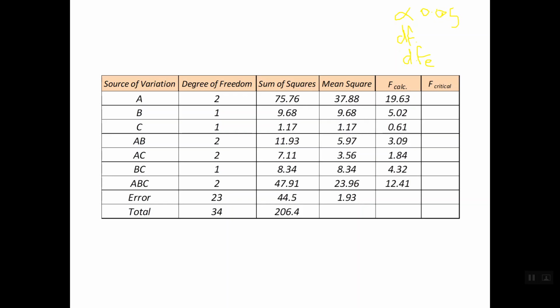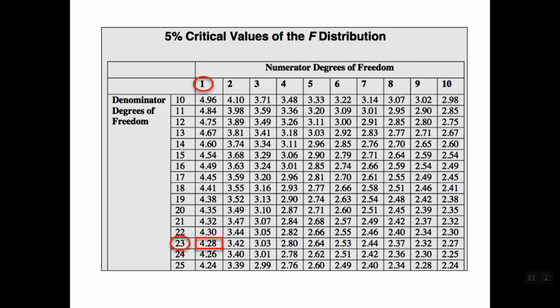So to calculate, for example, the F critical for factor A, we should return back to the F distribution table for the probability of 0.05 and degree of freedom 2 for the numerator and degree of freedom 23 in the denominator. So this is the F distribution table for the 5%.